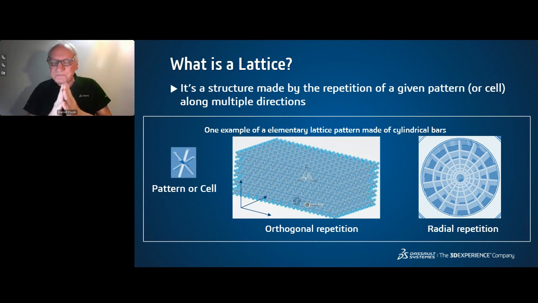We can also repeat this pattern along a radial direction. You can notice the difference. In the orthogonal repetition, the cell is exactly the same size. When it's a radial repetition, depending on the position of the cell regarding the center of the rotation, it's bigger, so it's not the same size. That's just some particularities that you have to take into account, because sometimes either one or the other is the preferred way of repeating this pattern.